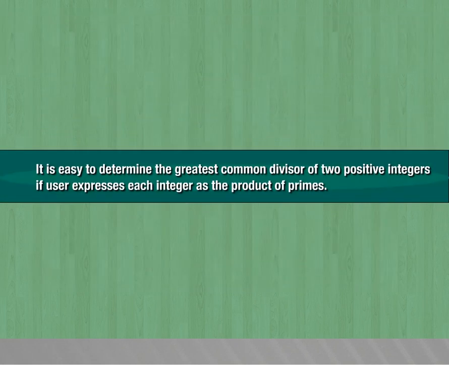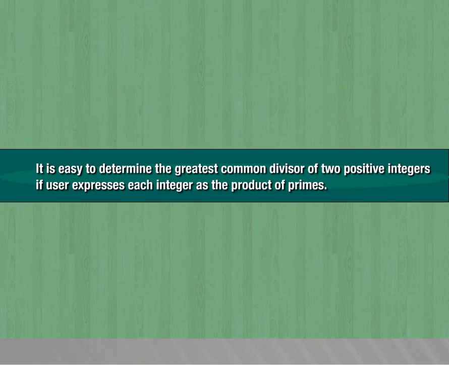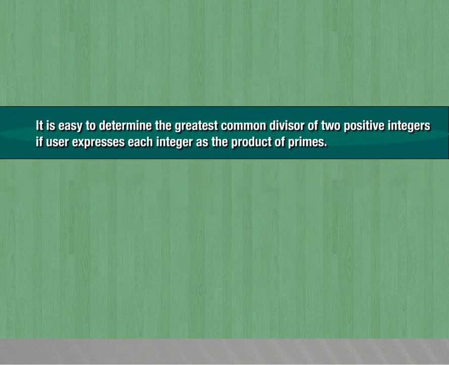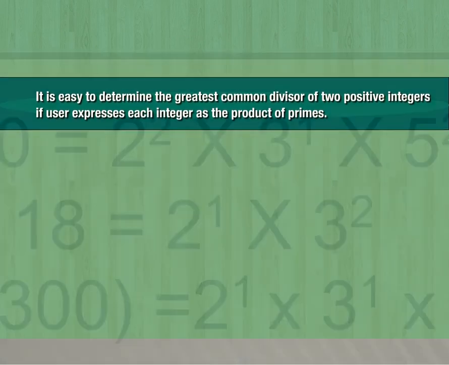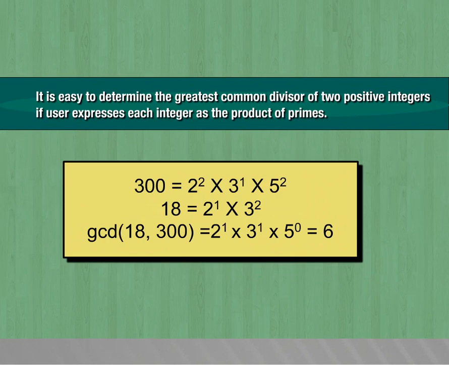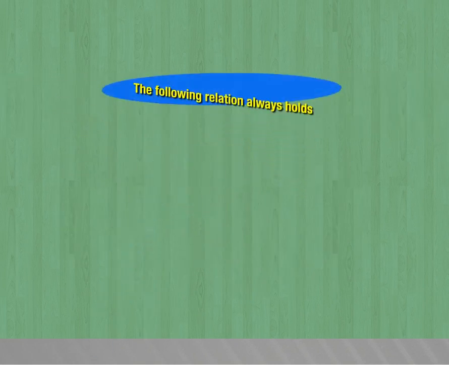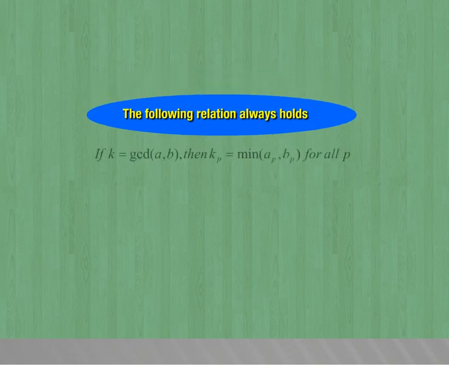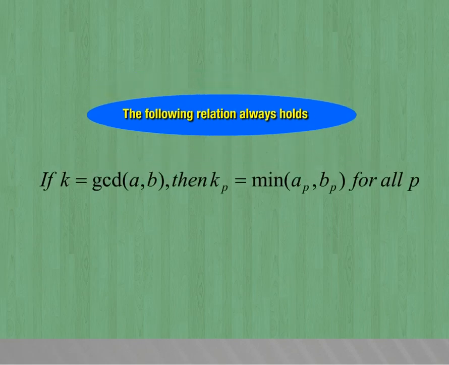It is easy to determine the greatest common divisor of two positive integers if the user expresses each integer as a product of primes. 300 is equal to 2 square into 3 power 1 into 5 square. 18 is equal to 2 power 1 into 3 square. GCD of 18, 300 is equal to 2 power 1 into 3 power 1 into 5 power 0, which is equal to 6. The following relation always holds: if k is equal to GCD of a, b, then kp is equal to the minimum of ap, bp for all p.